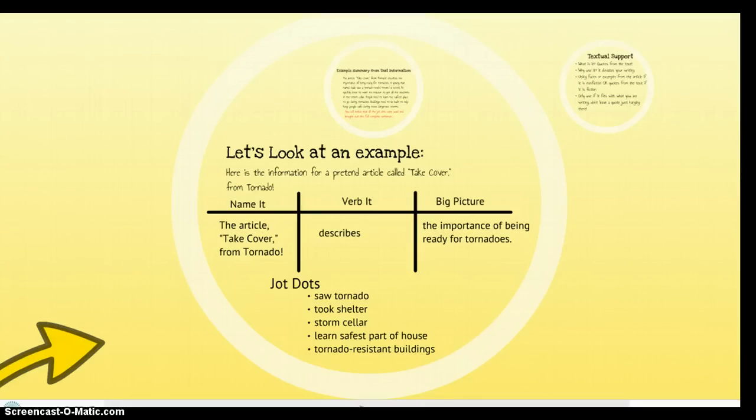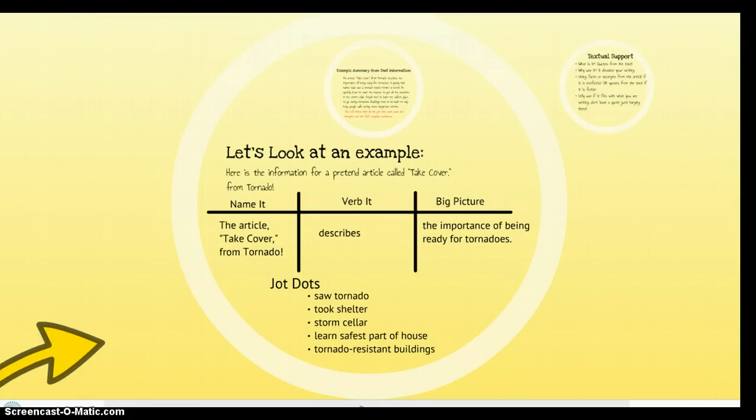So this is for a pretend article called Take Cover from Tornado Magazine or something. So by naming it, we're going to say the article Take Cover from Tornado. We don't have an author listed, so we'll just go with the title. And then the verb I'm using is describes. And then the big picture is the importance of being ready for tornadoes. So that topic sentence would read, the article Take Cover from Tornado describes the importance of being ready for tornadoes. It's a fantastic intro sentence, and that's kind of the whole point of name it, verb it, big picture.